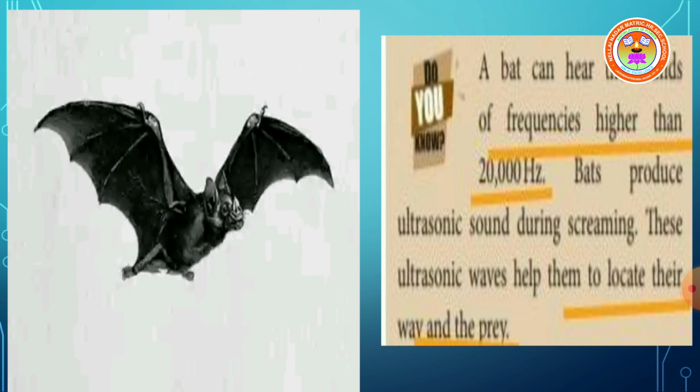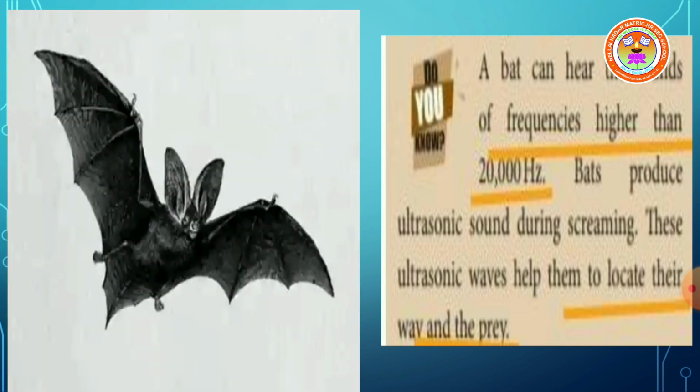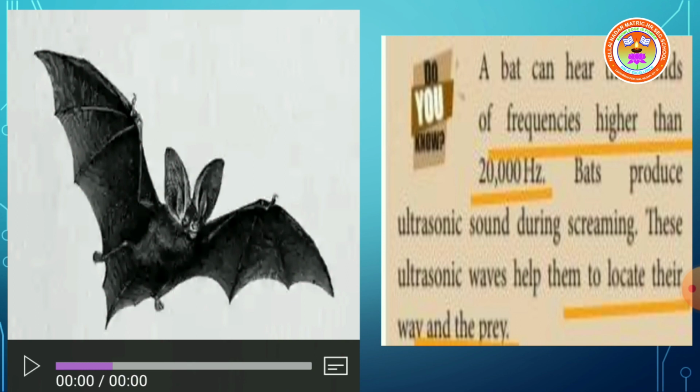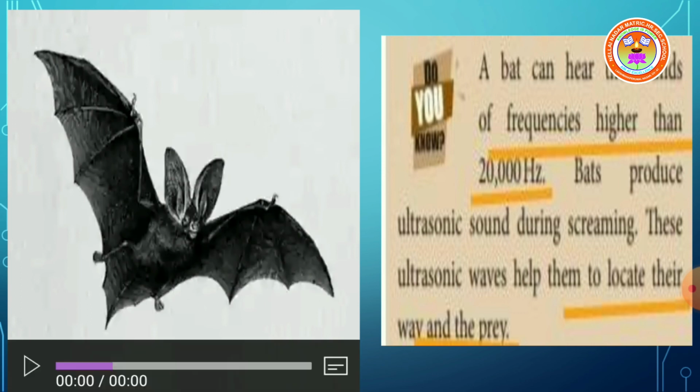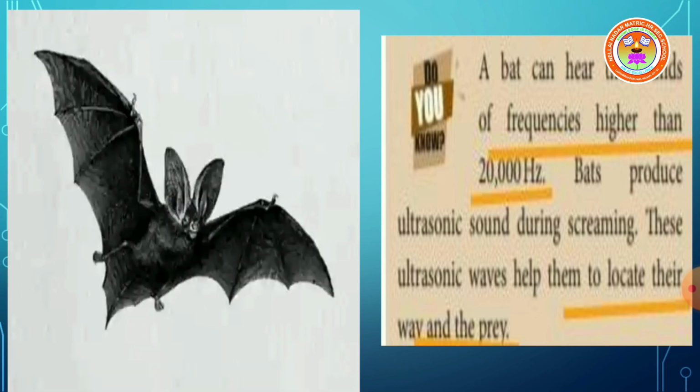Bats can hear sounds of frequencies higher than 20,000 hertz. Bats produce ultrasonic sound while screaming. These ultrasonic waves help them to locate their way and their prey.